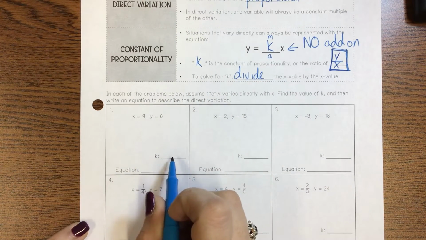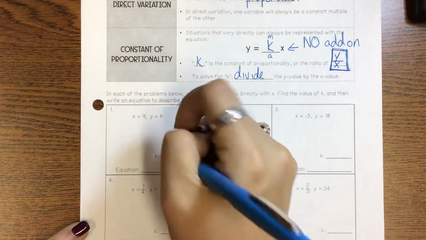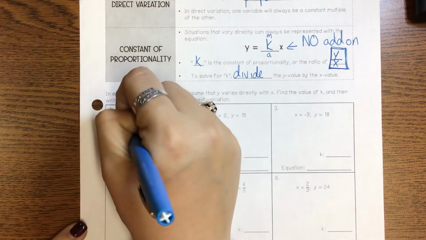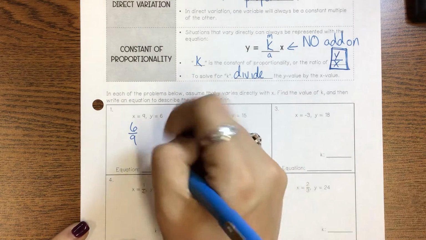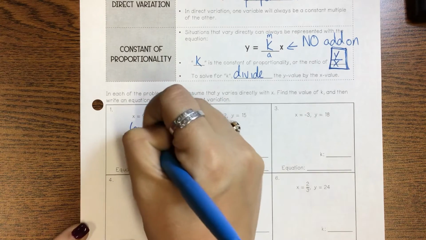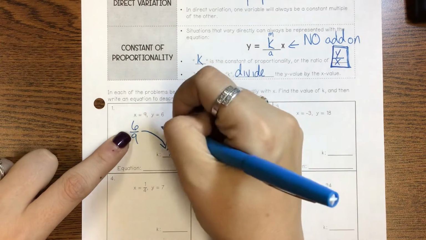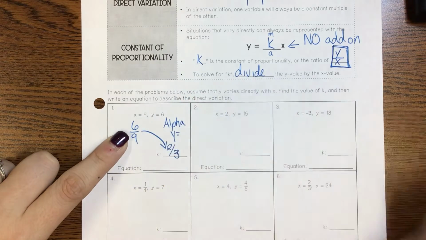So for here, my k is going to be equal. Hold on, let me double check this. My k is going to be equal to 6 over 9. If I use alpha y equals, 6 over 9 is the same thing as 2/3. Again, if we forget how to turn 6/9 into 2/3, we're using alpha y equals.